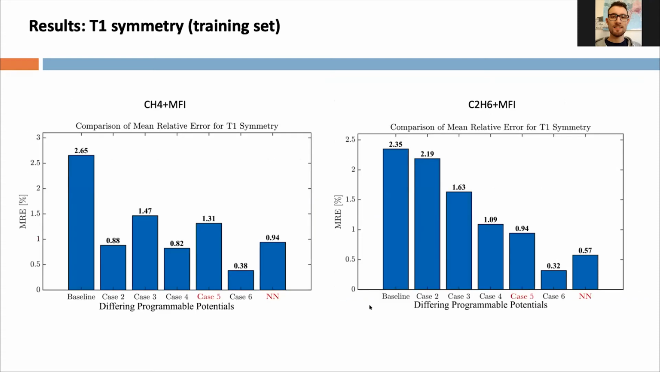So, first set of results for methane and ethane in the undoped zeolite. This is the results on the T1 symmetry. Again, I'd like to just highlight case 5 and case 6 are the most comparable. The only difference was between the encoding functions: hand tuned here, neural networks here. It does better for the neural network case. Same for the methane as well.